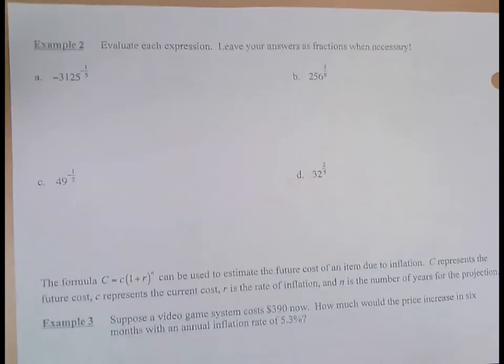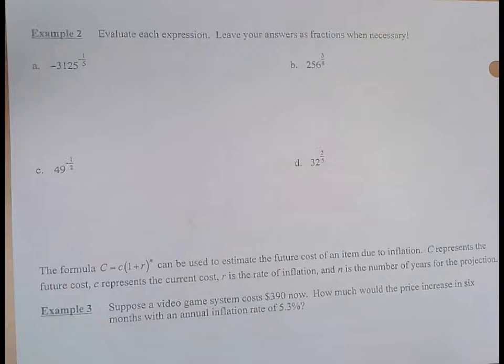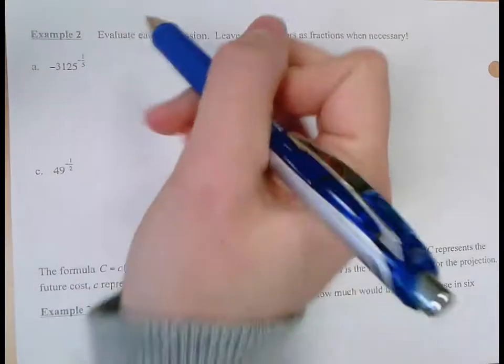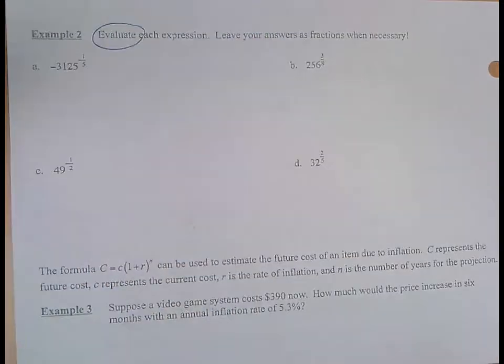Then for example 2, here you are evaluating each expression. So when it says to evaluate each expression, your answer should just be a number. So it shouldn't include radicals. It shouldn't include exponents. You should be evaluating it to get a number. And I want you to leave all of your answers as fractions when necessary.